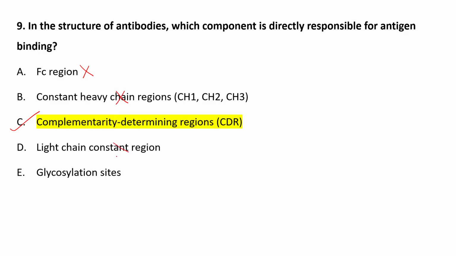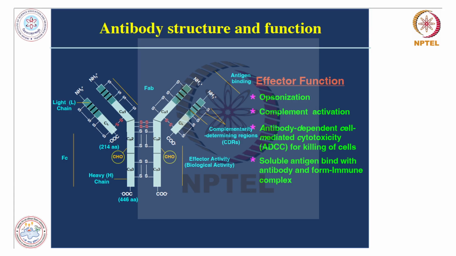The light chain constant region? No. Sorry, the light chain variable region is responsible for binding to the antigen. Glycosylation sites? No, these are the sugar molecule sites present on the antibody. So they have no role in binding to the antigen.